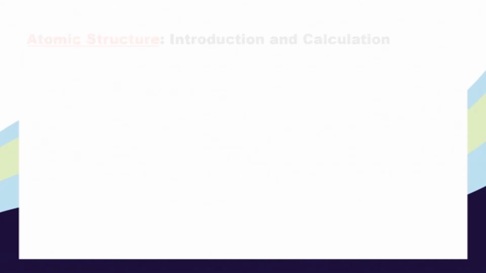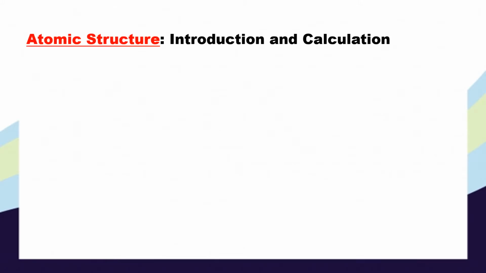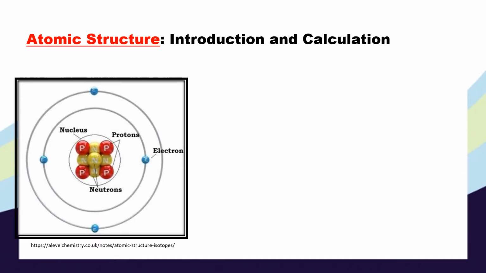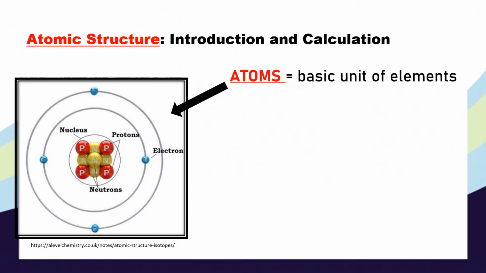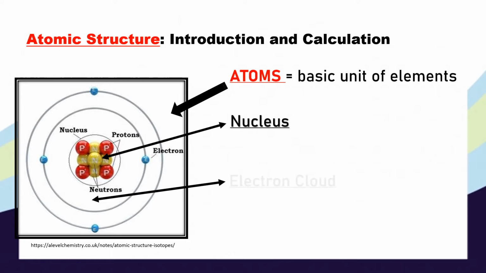In this video, we are going to go over the atomic structure in the simplest and most basic way. So we're going to talk about the introduction and calculation of atoms. Atoms are said to be the basic unit of elements. They contain the subatomic particles in their nucleus and in the electron cloud that surrounds the nucleus.